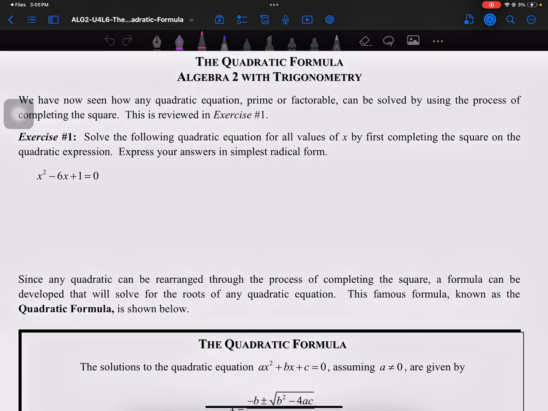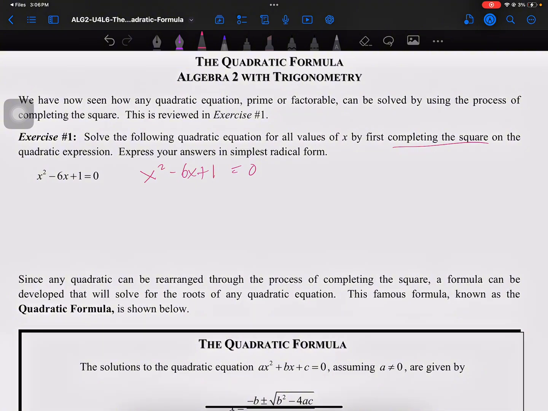Today we're going to learn about the quadratic formula. So let us solve the equation x squared minus 6x plus 1 equals 0. That means find all numbers x that make this equation true. For this question, we are using completing the square to solve it. The question asks us to use completing the square.